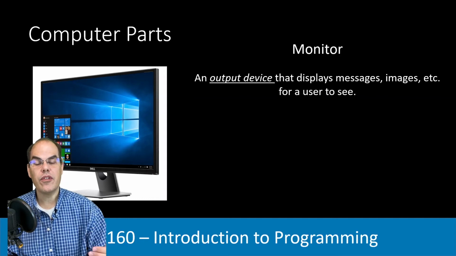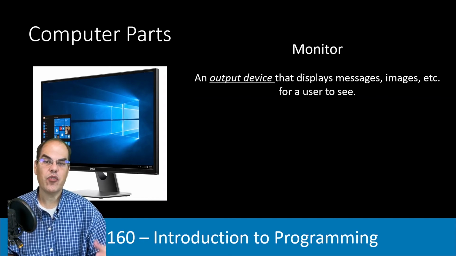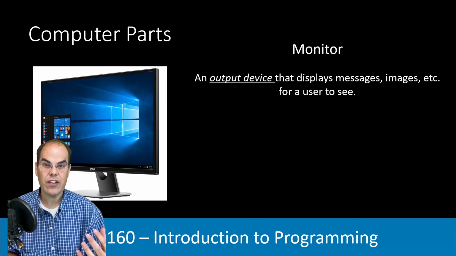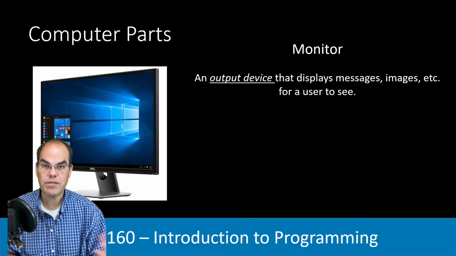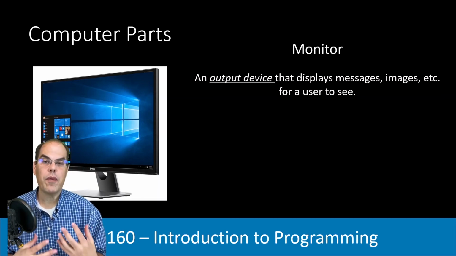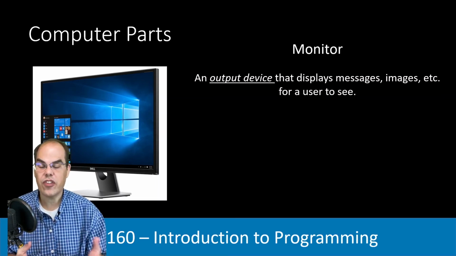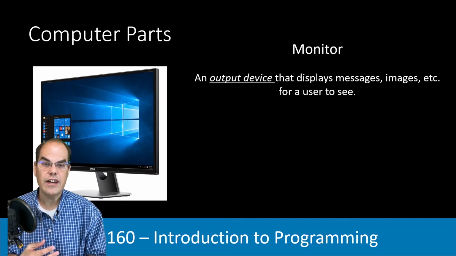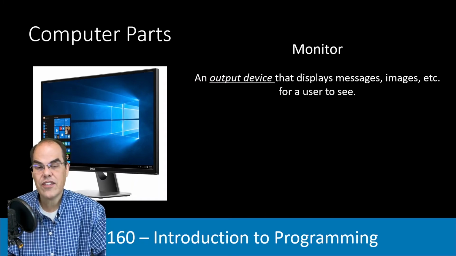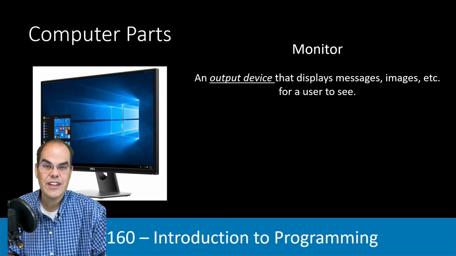Monitor, another output, or this is an output device. This is where you can see things that are happening on your computer according to the application that you're running. And so the monitor is one of the main kinds of output devices. Other kinds, printers, are another common type, but monitor is your main kind. Now you don't necessarily have to have a monitor for computers, but for the most part, from our main experience, we have monitors.